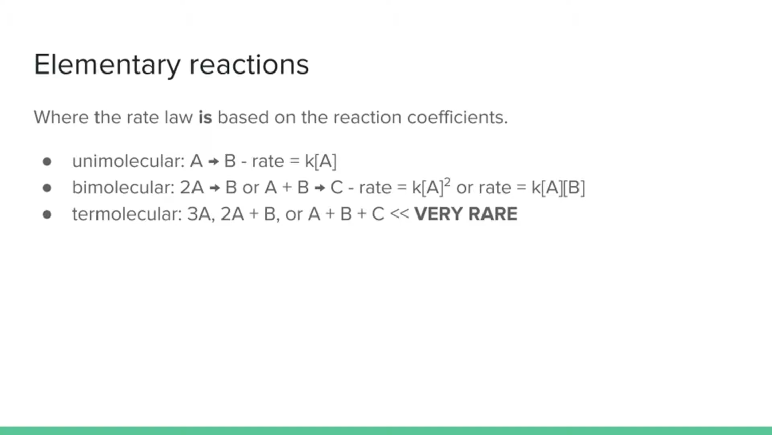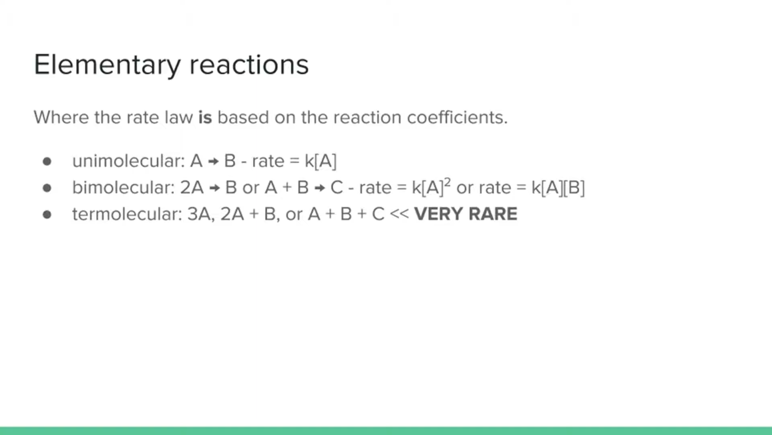Elementary reactions. Sorry. Elementary reactions are very, very simple reactions. This is the only time where the rate law is based on the reaction coefficients. So you can have a unimolecular, bimolecular, or very rarely a termolecular elementary reaction. For a unimolecular reaction, you just have one molecule, A, turning into B, or it could be B plus C or whatever. But the point is you start with one, and the rate is just k times A.